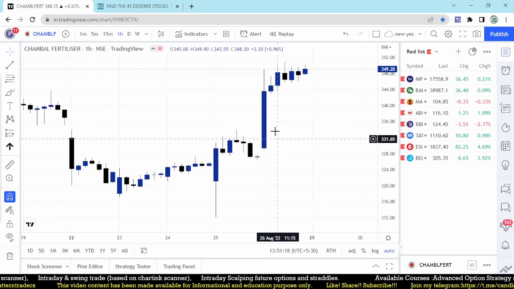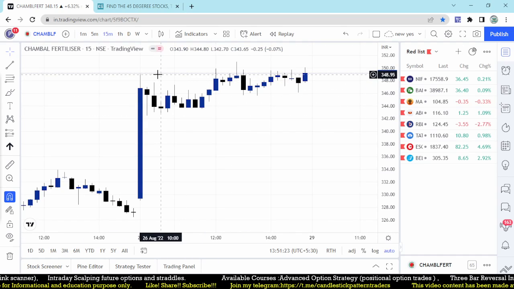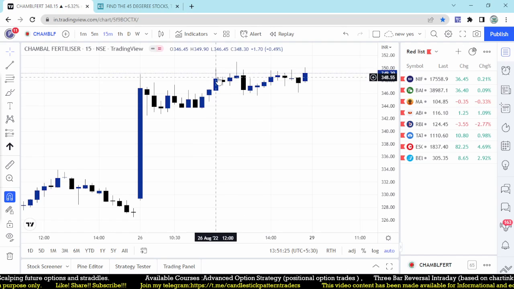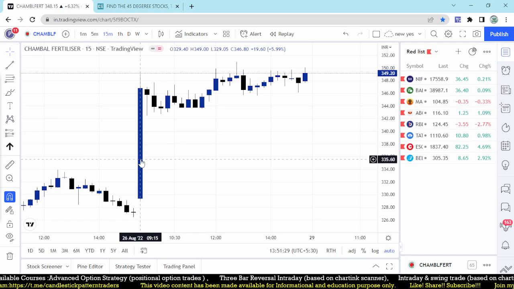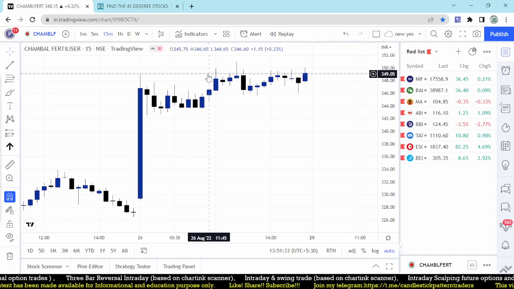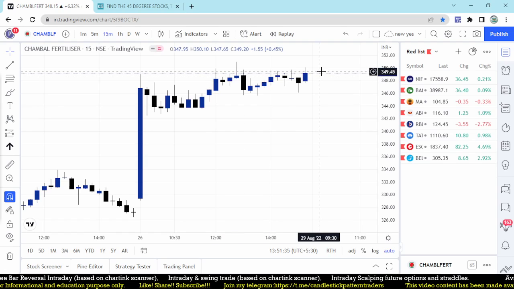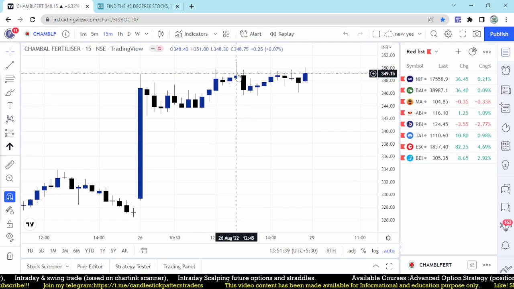For example, this stock in the first 15 minutes never broke the high, but afterwards it is breaking that high. It's a big gap up, and within the first 15 minutes itself it moves higher. It breaks the high around 349 and closes nearby 349. There is no big movement on the stock after our entry point.